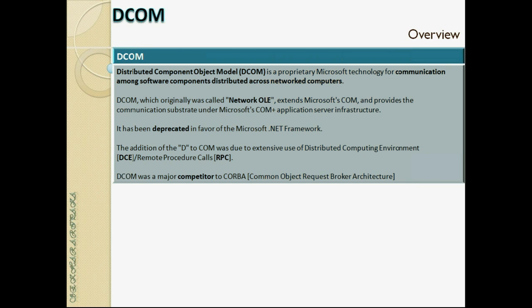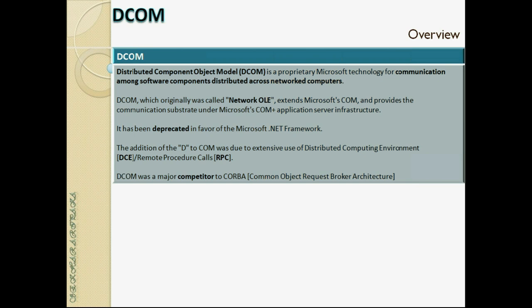It was originally termed network OLE. OLE, if you are not familiar with that keyword, it's mandatory that you know what it is. It stands for Object Linking and Embedding. It's the first technology Microsoft brought in wherein you can embed other types of objects into another object using OLE. A typical example of an OLE is having a picture inside a Word document.